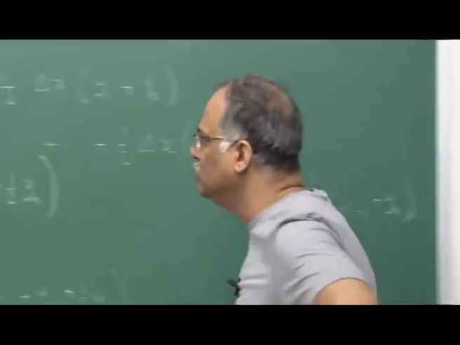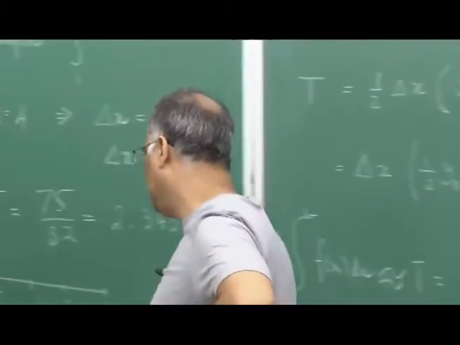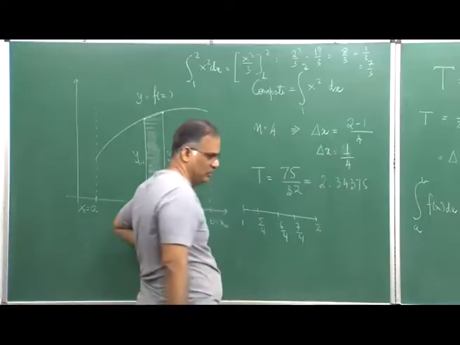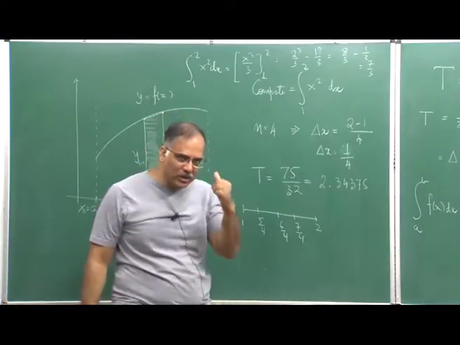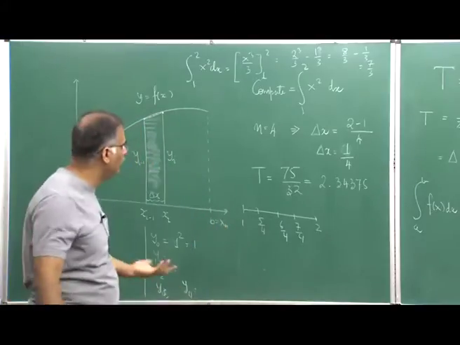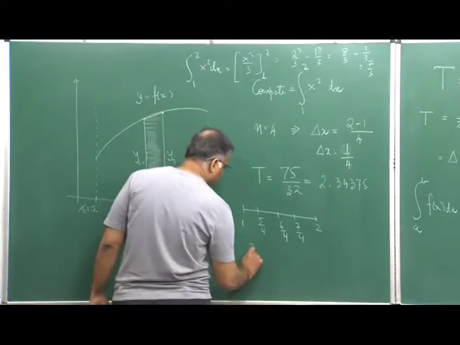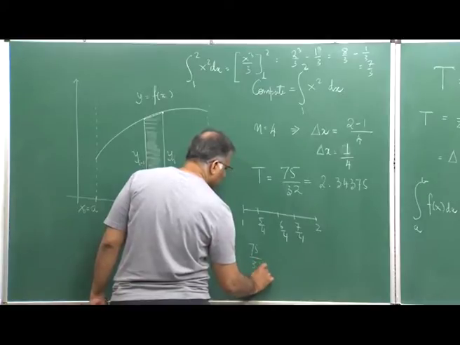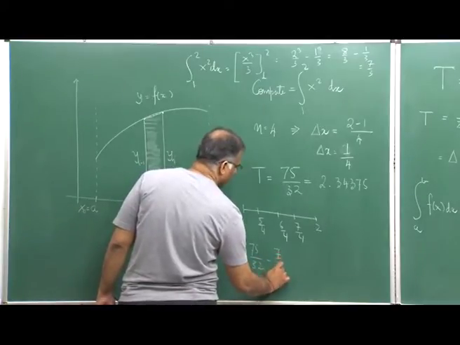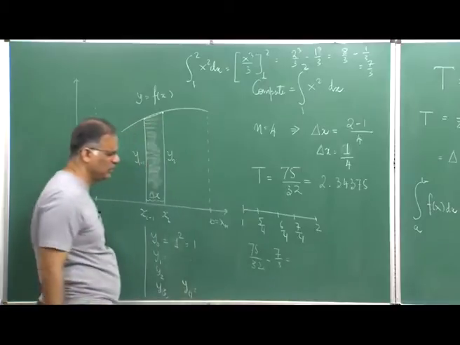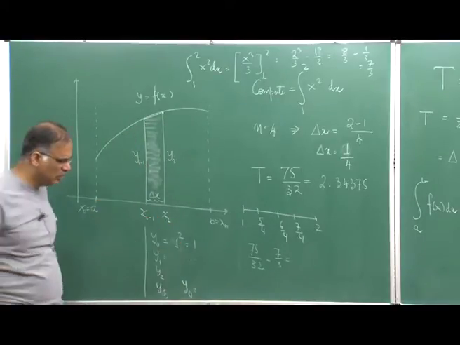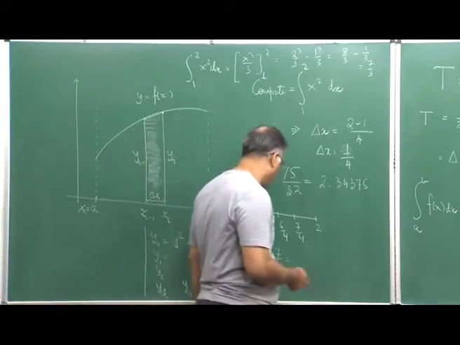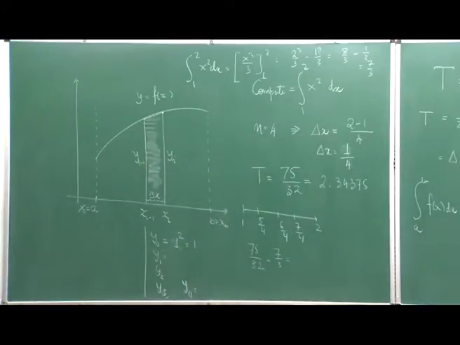What you can now do, basically, there is something called relative error. Relative error means what is the error per unit. So, basically 75 by 32 minus 7 by 3 is the absolute error. So, what is the error? If I calculate it out, what would it come? I am just writing it down.